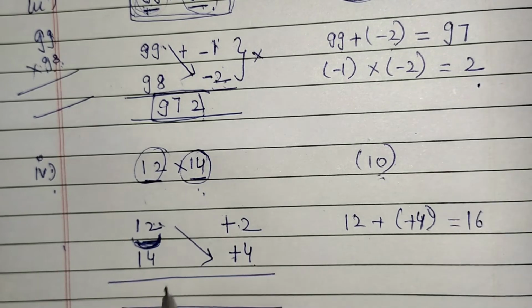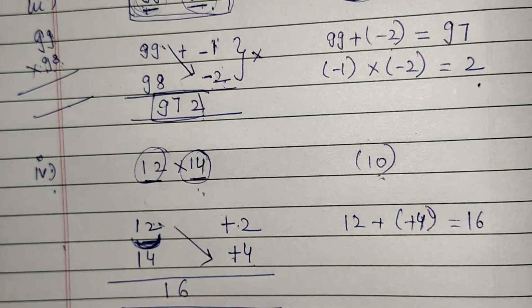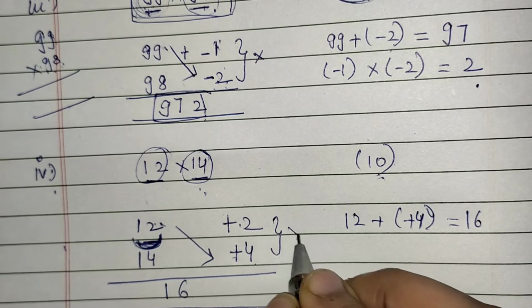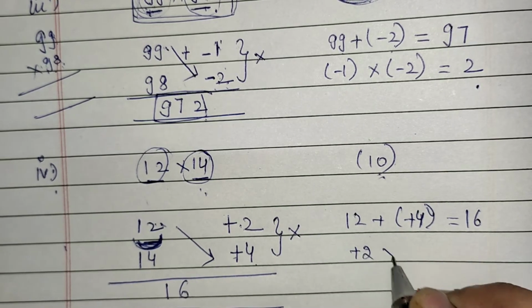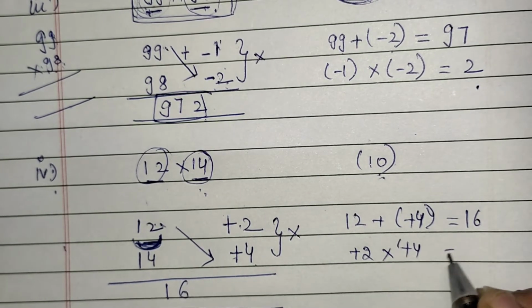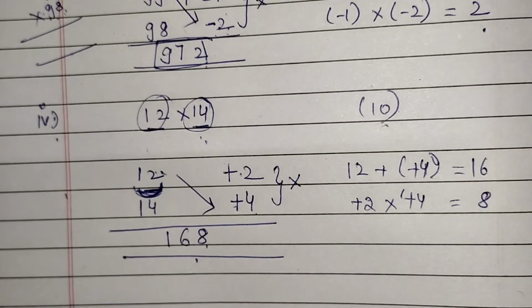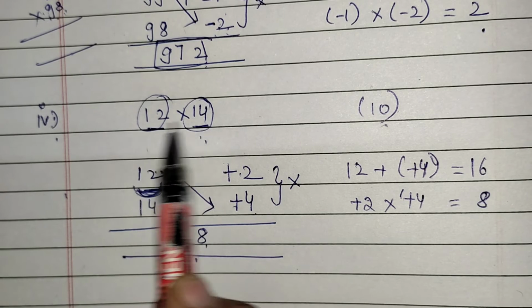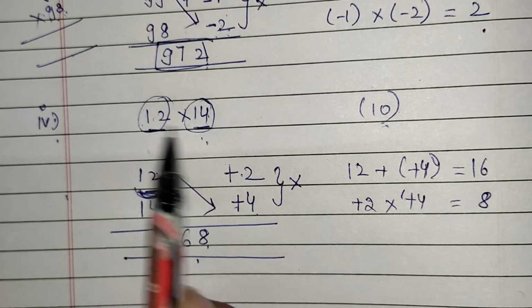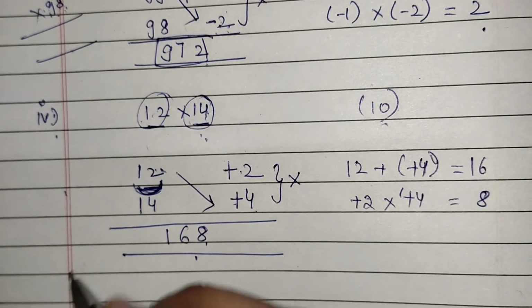It will give you 16. So write down your answer here, 16, and do the multiplication of these two values, plus 2 into plus 4, will give you what? Plus 8. So this will be your answer.